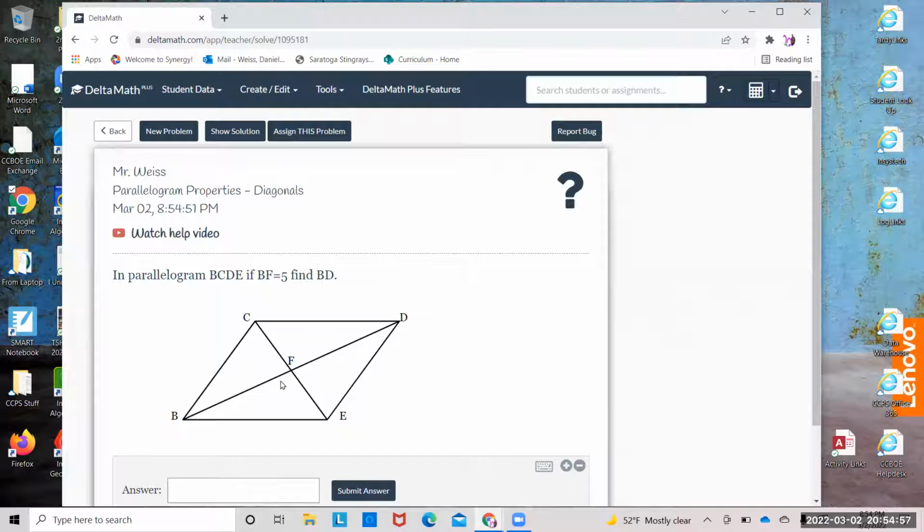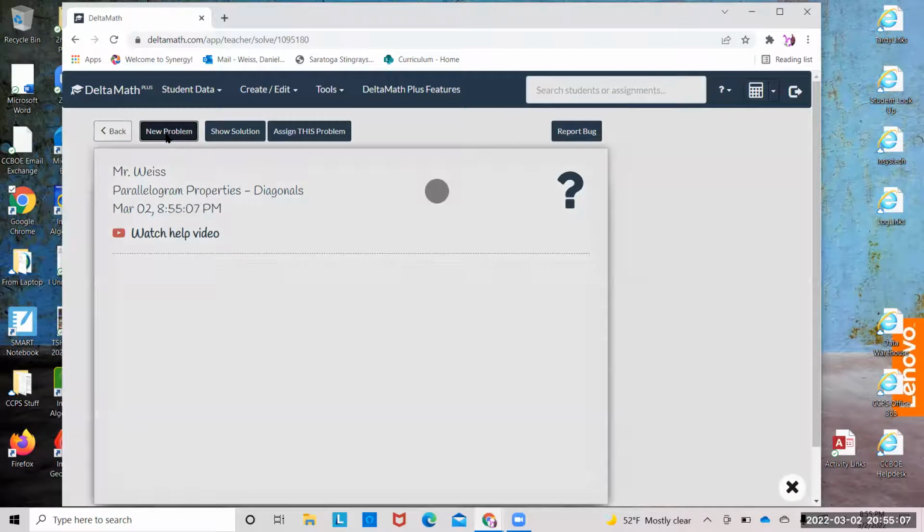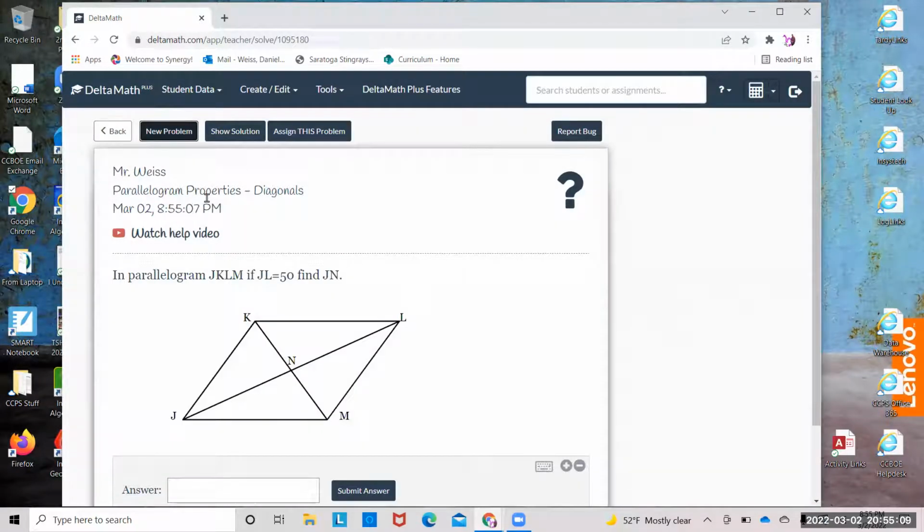BF is 5. What's BD? You double it. If this is 5, then the whole thing is 10. If JL is 50, and JN, that's half of it, 25. RT is 16. RU is half of it, 8.